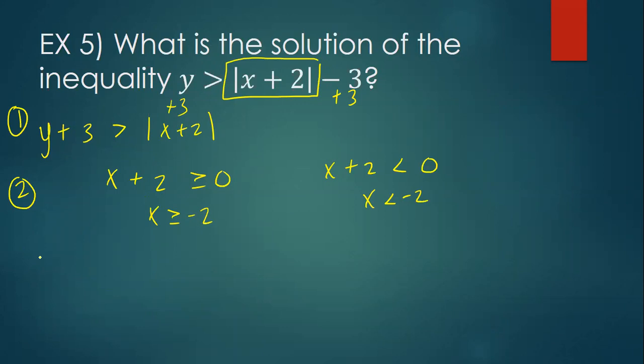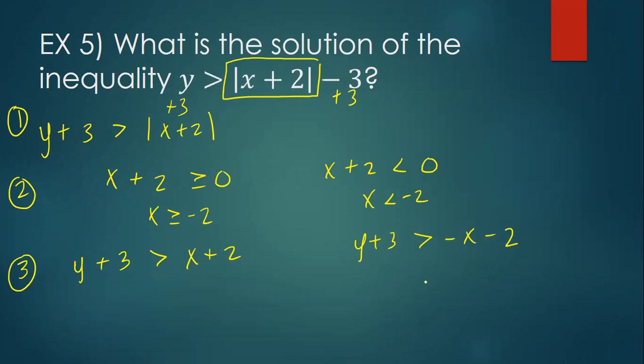Step 3 is you're going to take your inequality that you have, and it's going to become 2 problems. One is going to become y plus 3 is greater than x plus 2. The other one is y plus 3 is greater than -x minus 2. So it's its opposite. So I'm multiplying each term by -1. And we solve for y. To solve for y, we're subtracting 3.